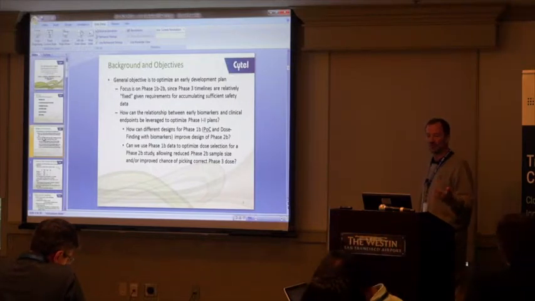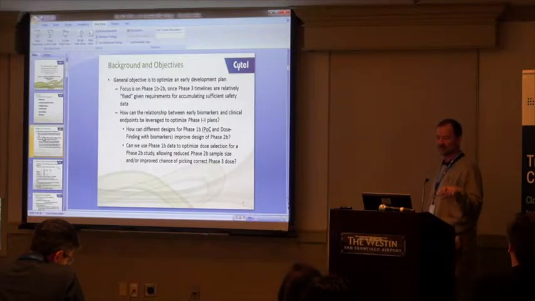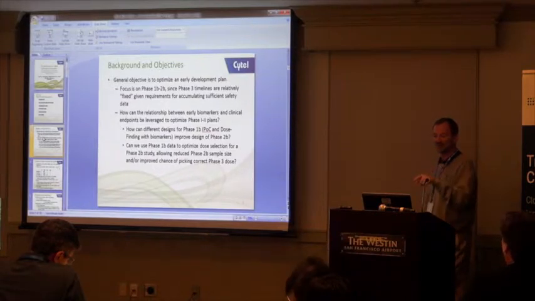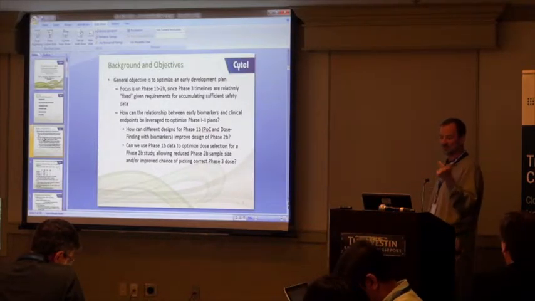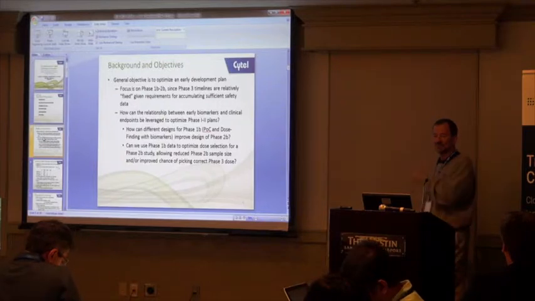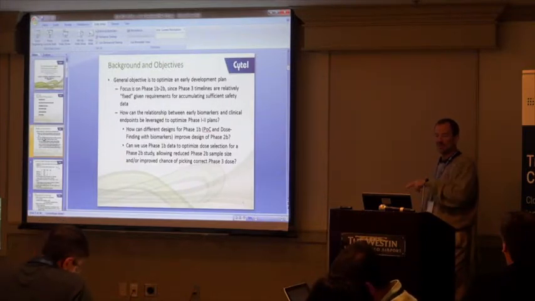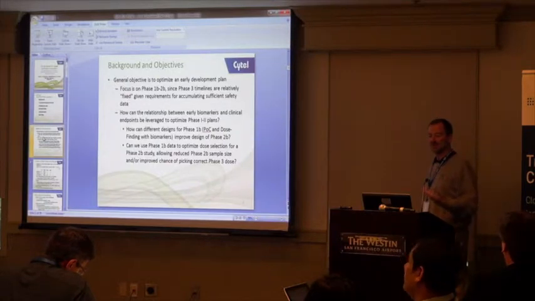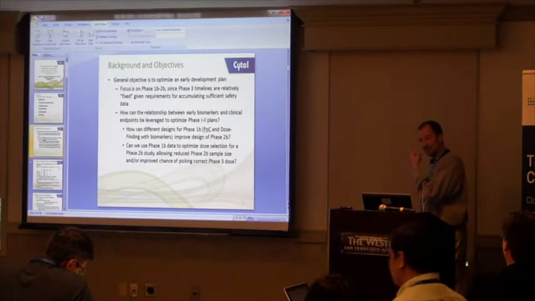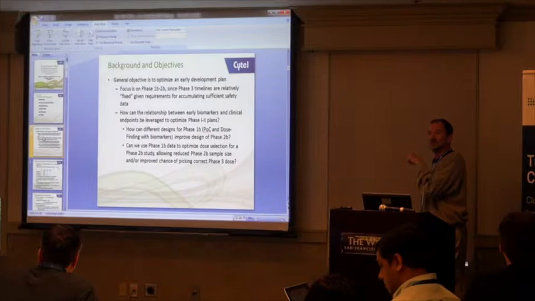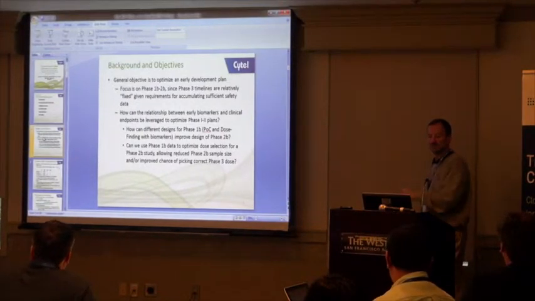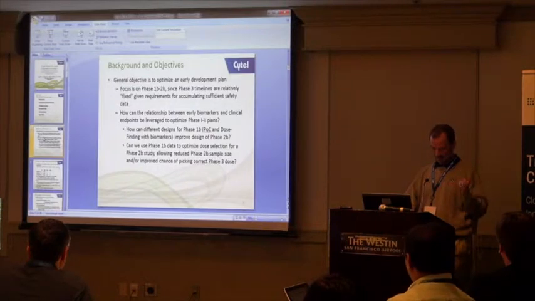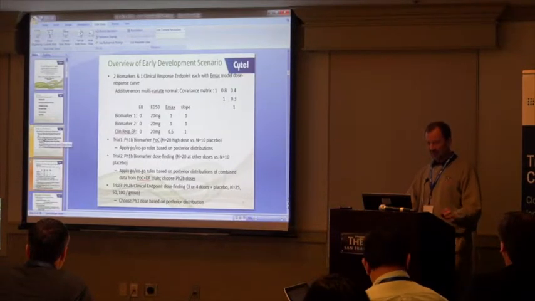So how can that relationship be leveraged to optimize the phase 1-2 development program? How can different designs in phase 1B for proof of concept and dose finding improve the design of the phase 2B trial? And how can we use and optimize that development program to make the probability of picking the right dose for phase 3 maximal? That's what this is about. Only a couple more slides.